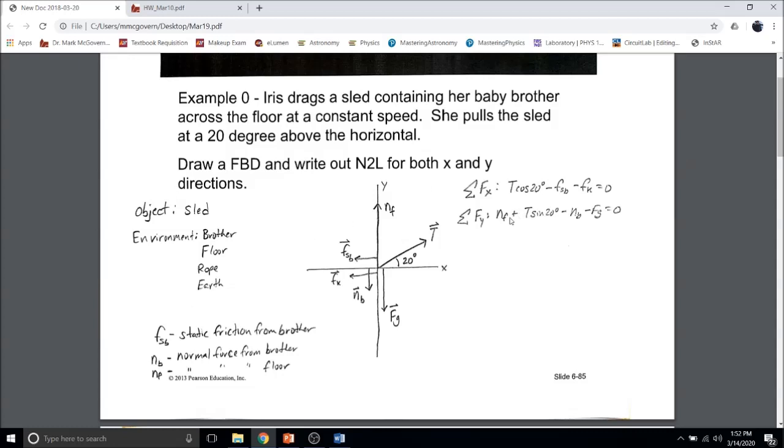All right, so what's going on in the x direction? Well, I already have my tension there, so I know the tension has a component that would be given by the cosine that will be responsible for pushing this thing to the right, overcoming gravity.